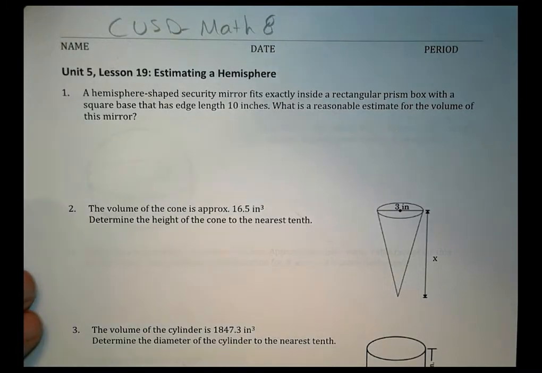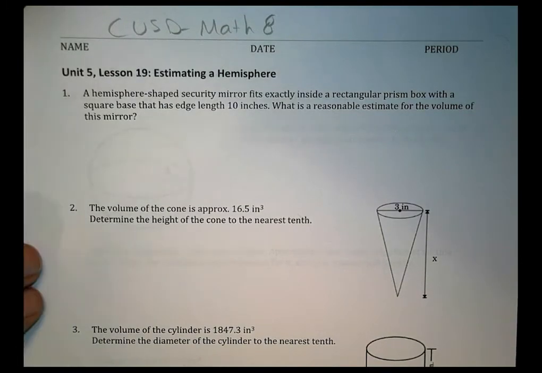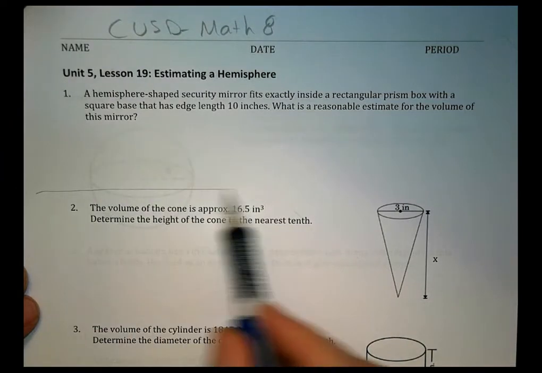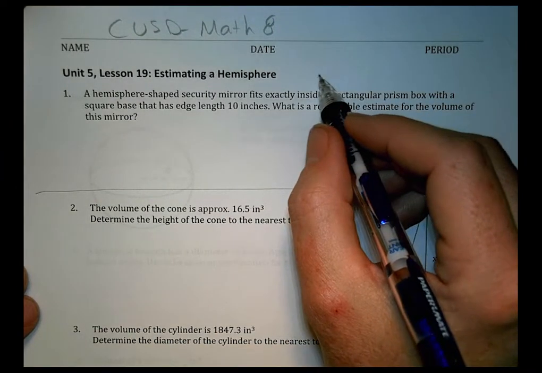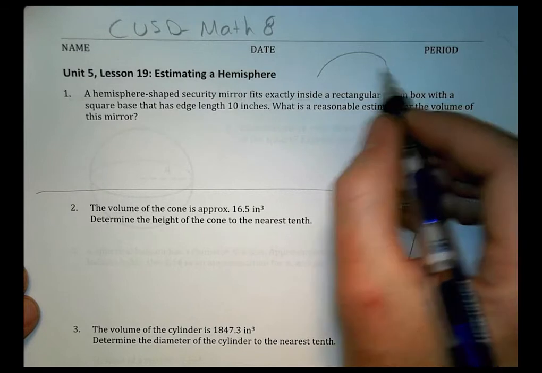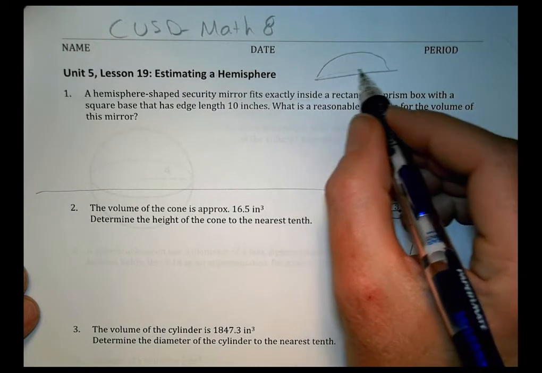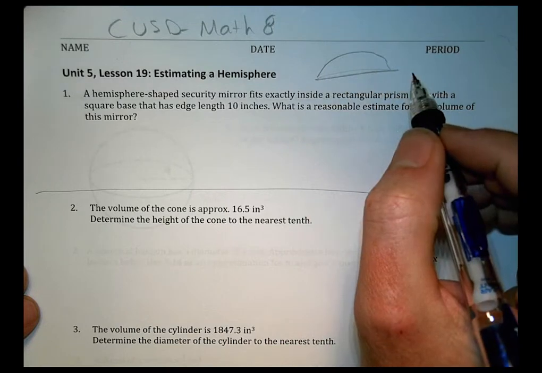Hi, this is Math 8, Unit 5, Lesson 19, Estimating a Hemisphere. Alright, so we talked today about what a hemisphere is, and a hemisphere is like half of a sphere, right? So it has kind of a rounded bottom, just like so, and it's half of a sphere.